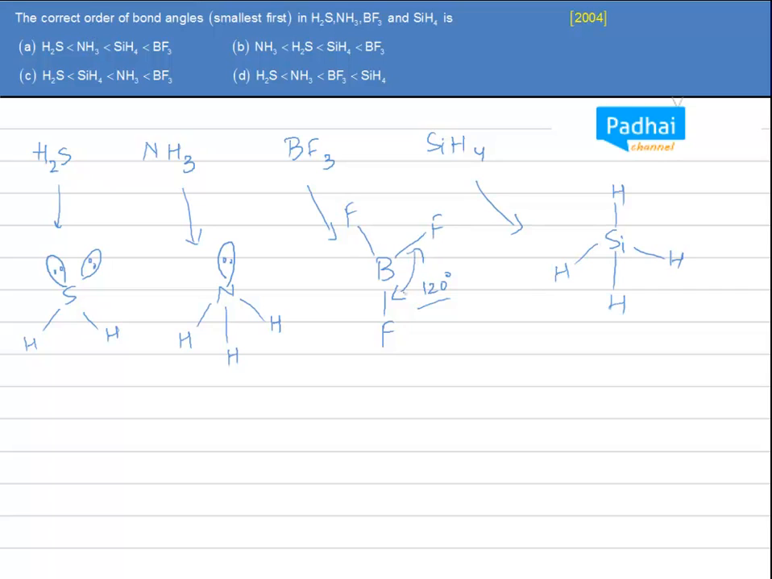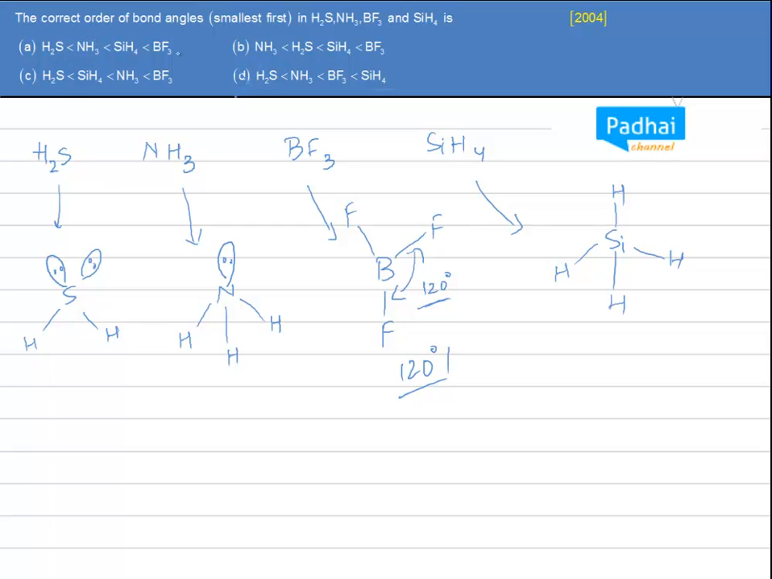Now since it is triangular, so that means it will be 120 degree. This will be approximately 120 degree. Now all of the rest of the three will be having a tetrahedral structure. So that means their bond angles will obviously be less than 120 degree, right. So that means we can directly eliminate the option D because it is saying SiH4 is having the maximum bond angle, which is wrong basically, right. So we are left with A, B and C.